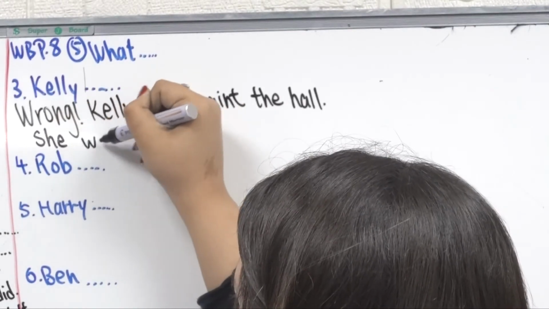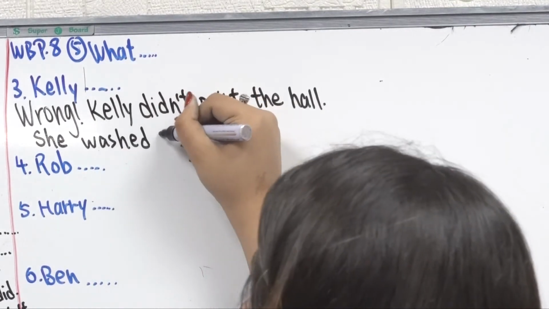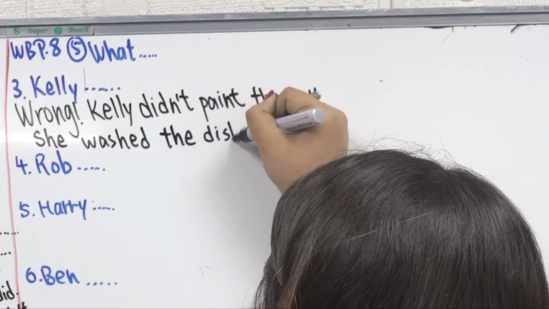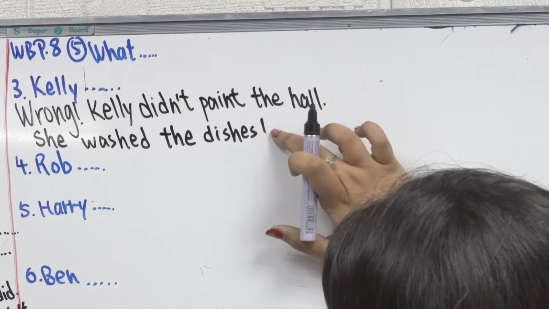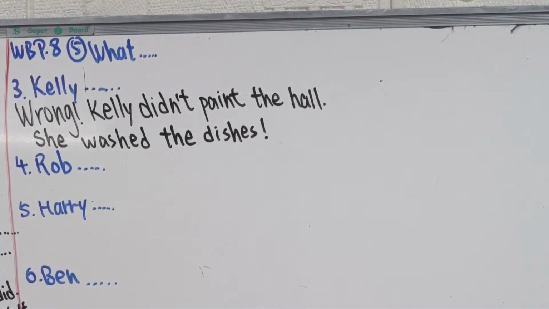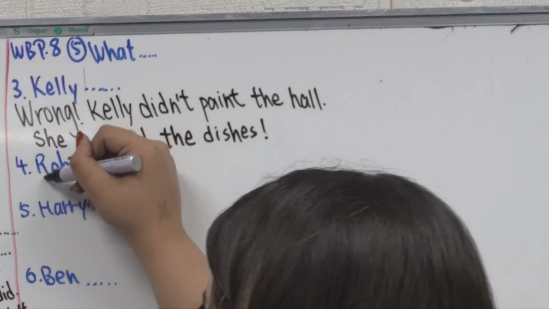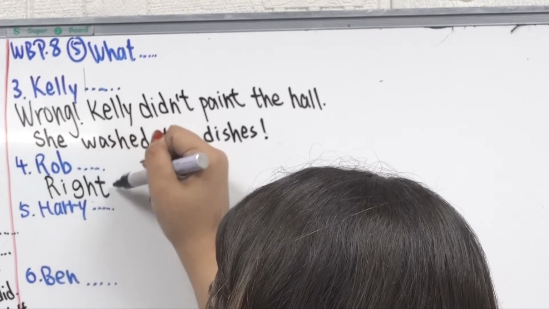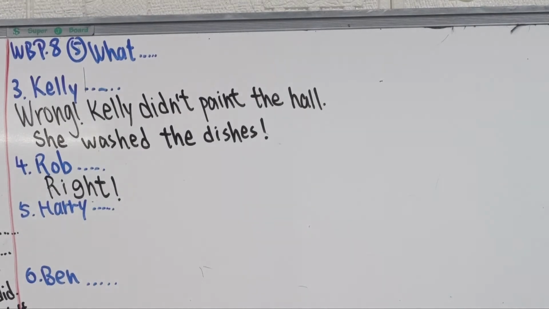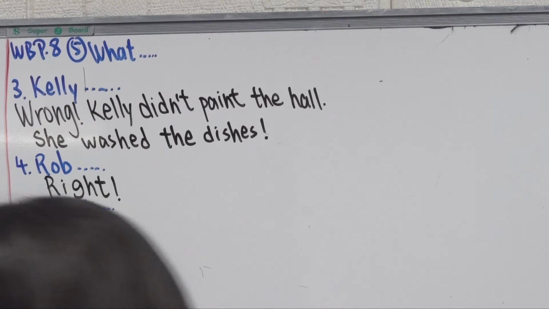She washed the dishes. Okay, write that down. According to the picture, we are answering all the questions according to the picture. How about number 4? Number 4 is Rob played computer games. Right, so you can just write right, that's it. Right. So just like that, do number 5 and 6. Your time starts right now.